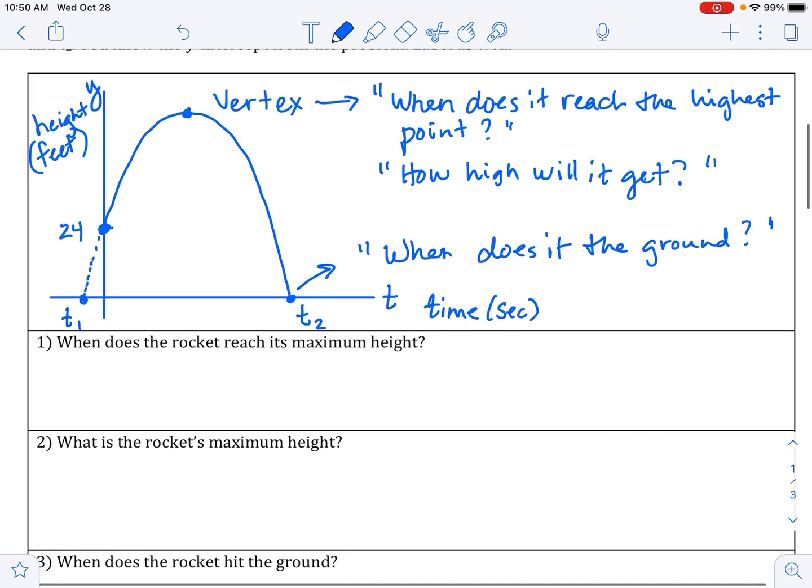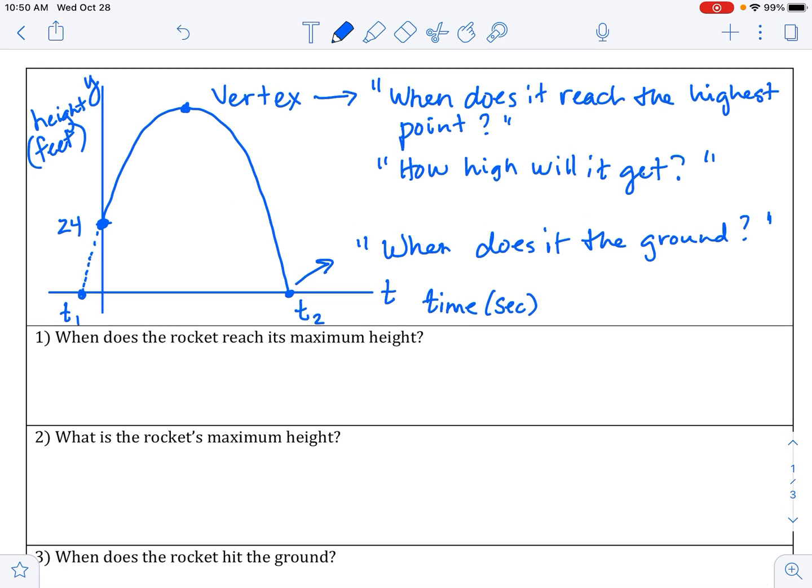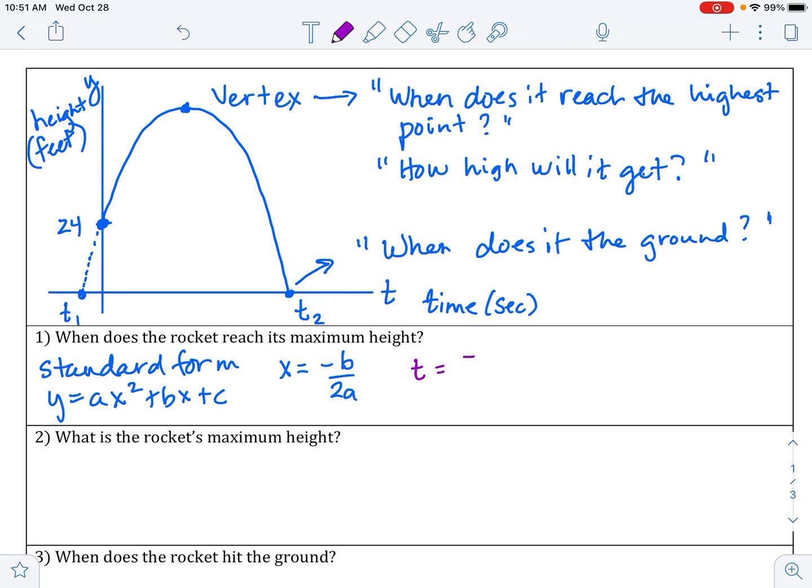When does the rocket reach its maximum height? So how do I find the vertex? Because it's in standard form, let's just review here. If you have an equation in standard form, like this, ax squared plus bx plus c, then we know that we can find the x-coordinate of the vertex by taking the opposite of b over 2a. Now, in this particular problem, x is really t for time, and that'll be the opposite of 56 over 2 times negative 16.